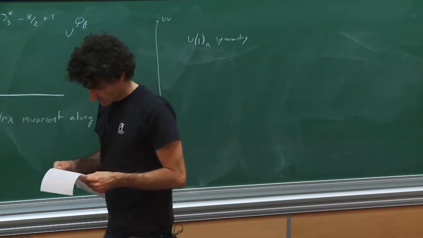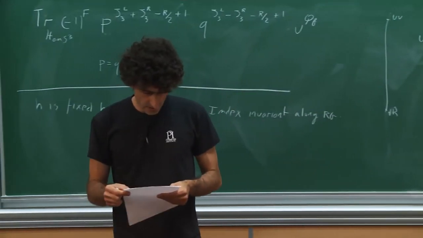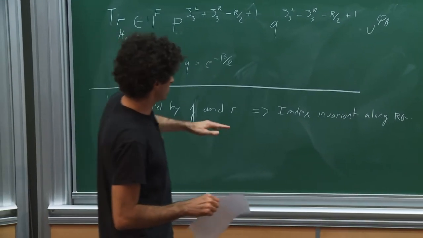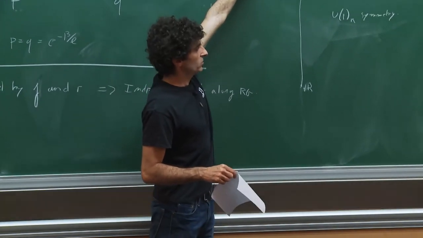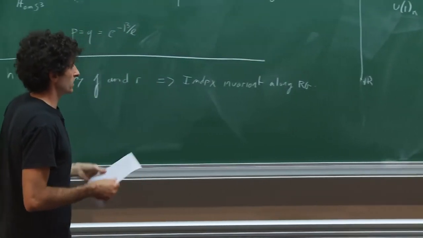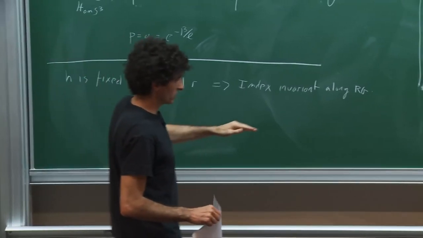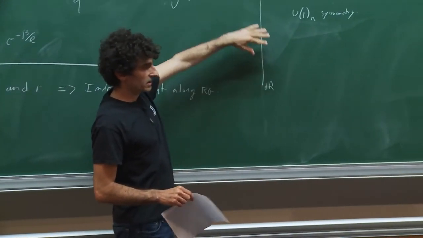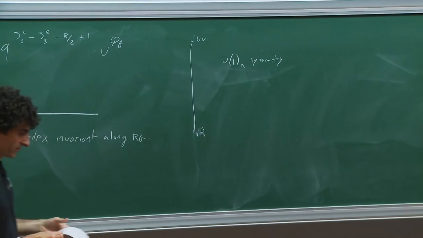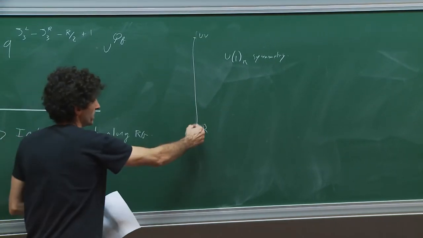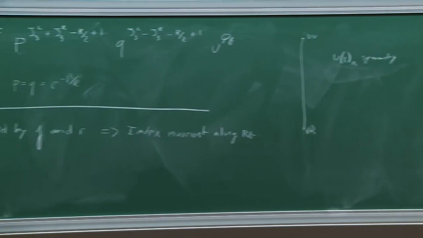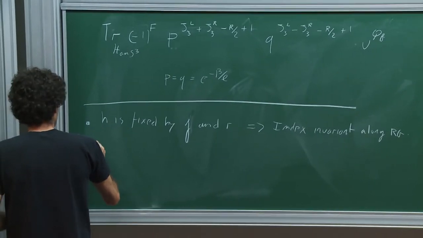So this in particular means that we can just compute this index in the UV, where we can start from some asymptotically free theory. It's a computation that you can do in free field theory. And then it tells you something about the IR. Okay, so that's an important comment.